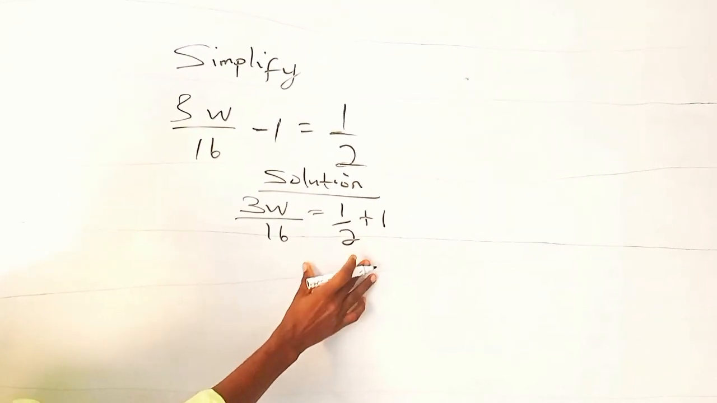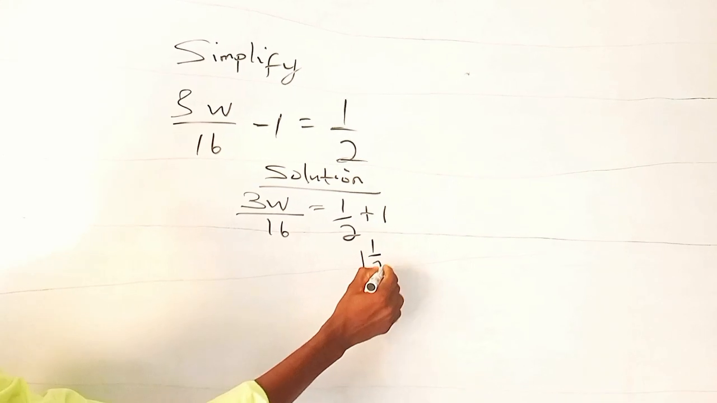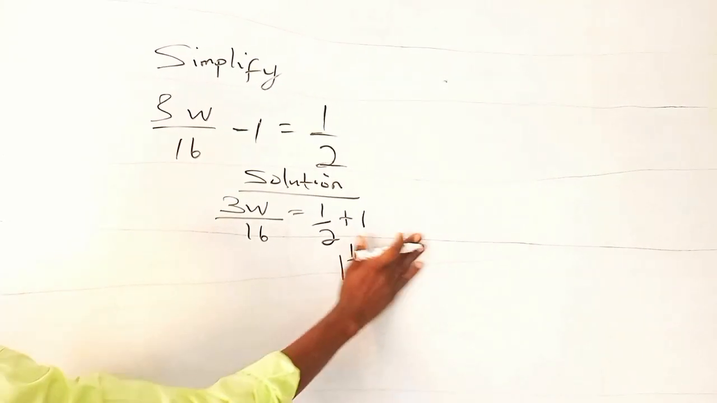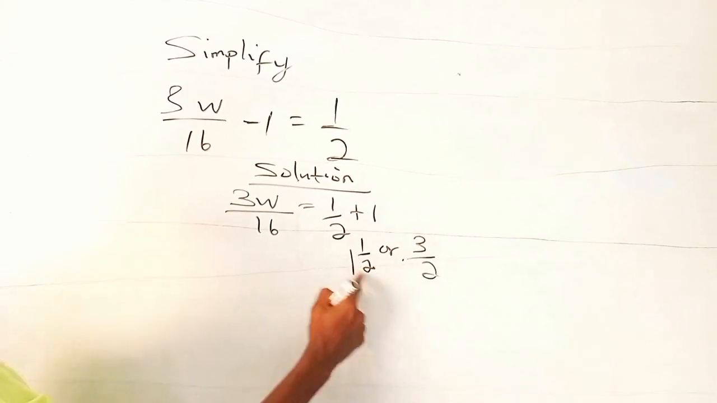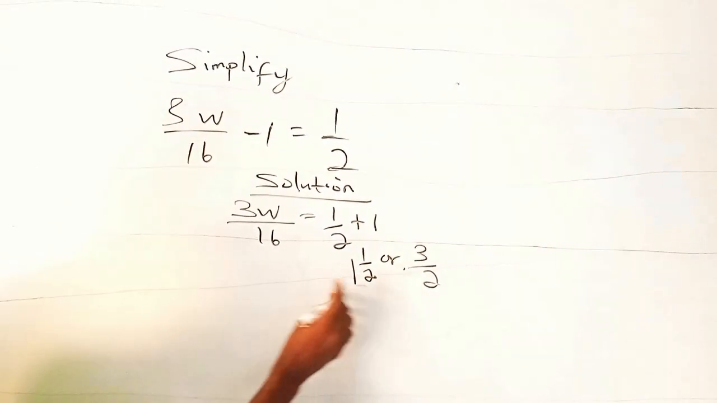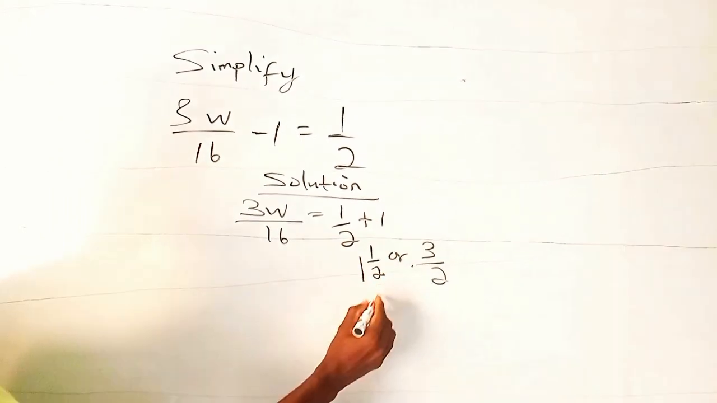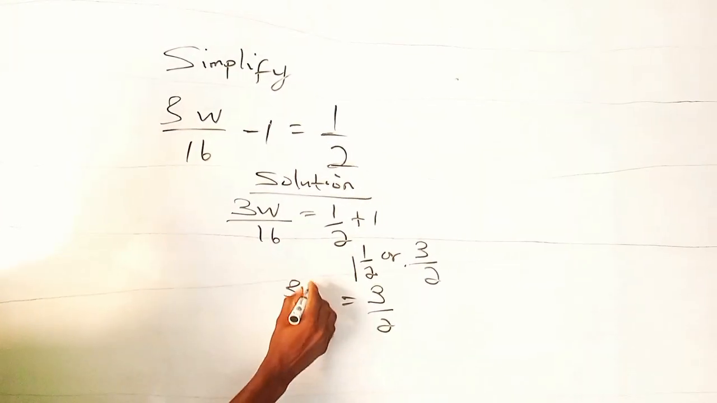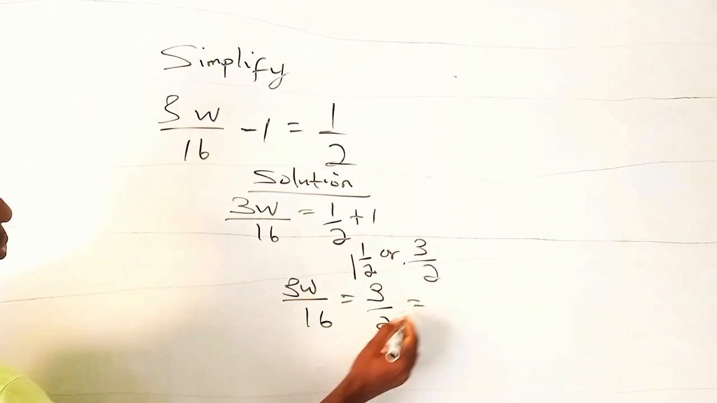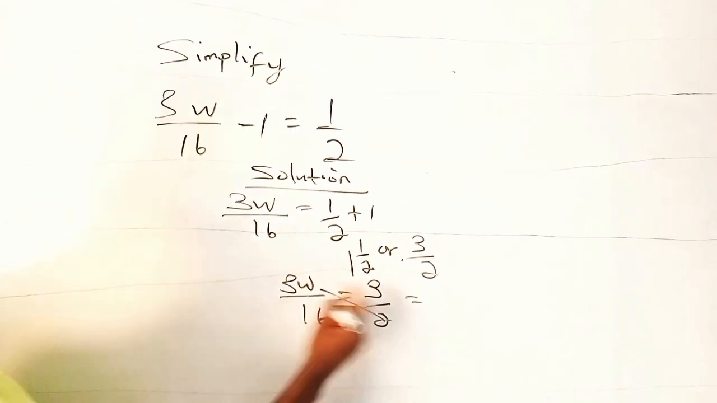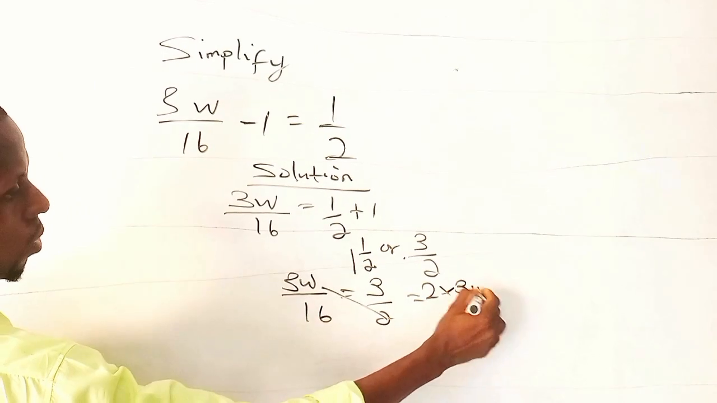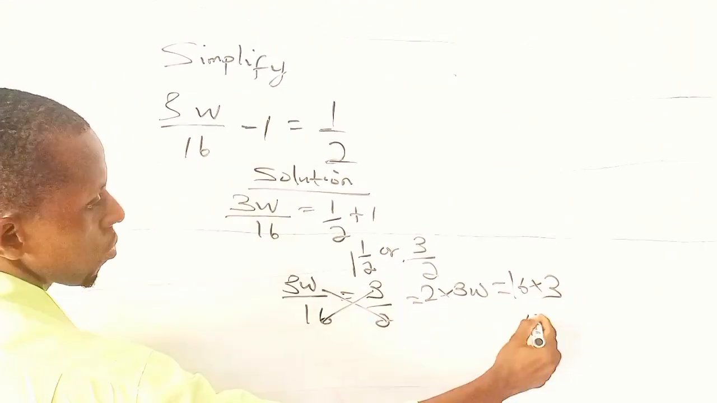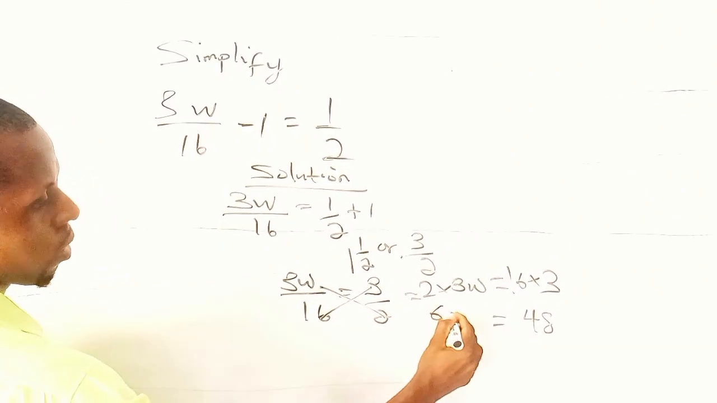So this one is 1 over 2 plus 1, which is 3 over 2, because 2 times 1 is 2, plus 1 is 3 over 2. So let's replace everything here with 3 over 2, and let's break down this, which is 3w over 16. So you can cross multiply: 2 times 3w equals 16 times 3. This gives 48 and this gives 6w.